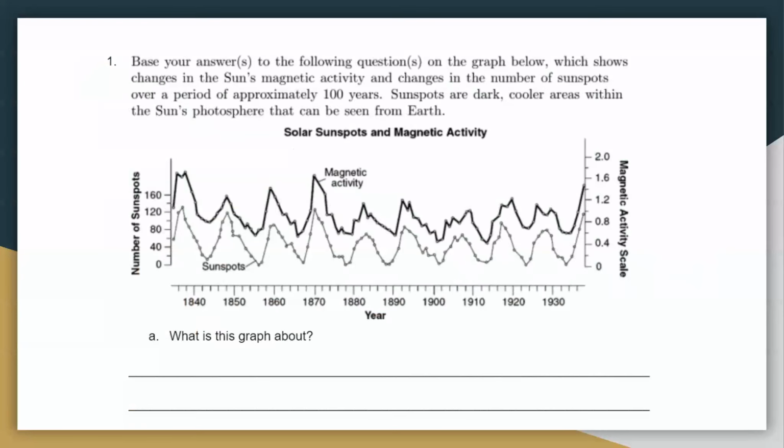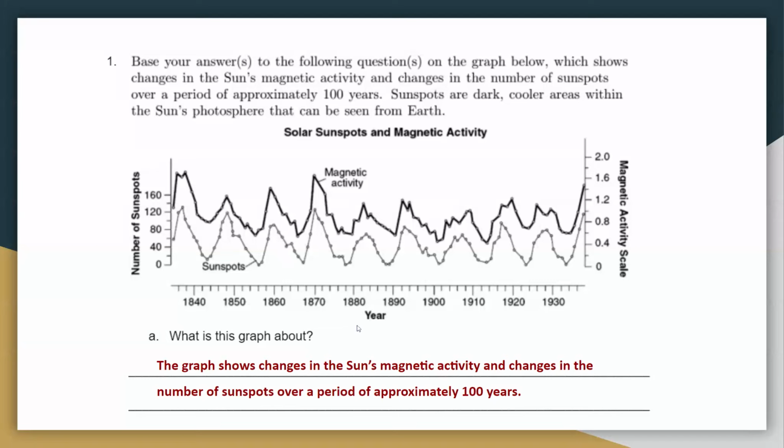So 1A is asking, what is this graph about? To figure that out, find it in this paragraph right here. It says, the graph below, which shows changes in the sun's magnetic activity and changes in the number of sunspots over a period of approximately 100 years. And in case you don't know what sunspots are, it says sunspots are dark, cooler areas within the sun's photosphere, which is a layer of the sun that can be seen from Earth. So, what is this graph about? I'm going to summarize that and write the graph shows changes in the sun's magnetic activity and changes in the number of sunspots over a period of approximately 100 years.